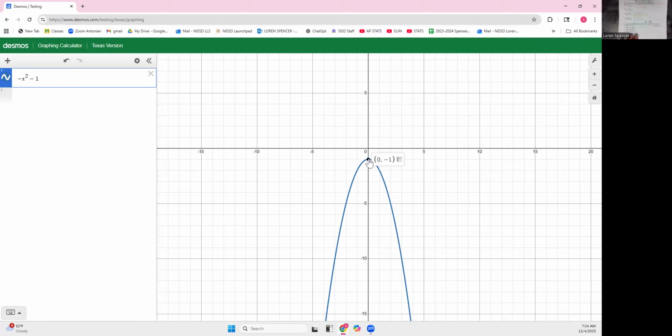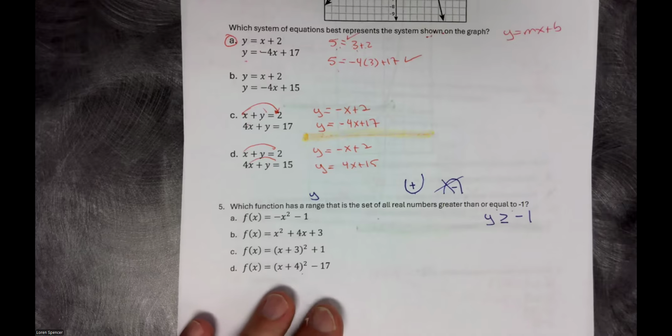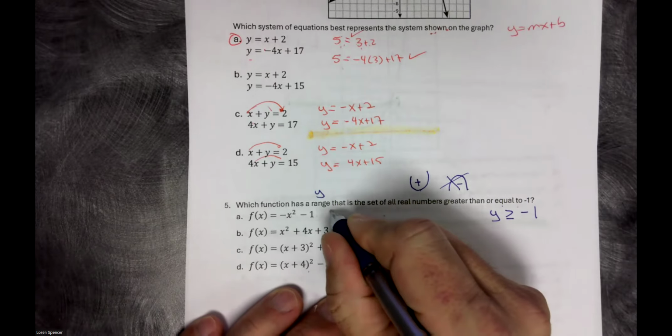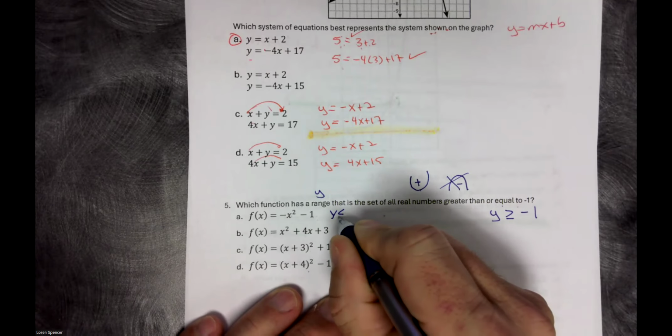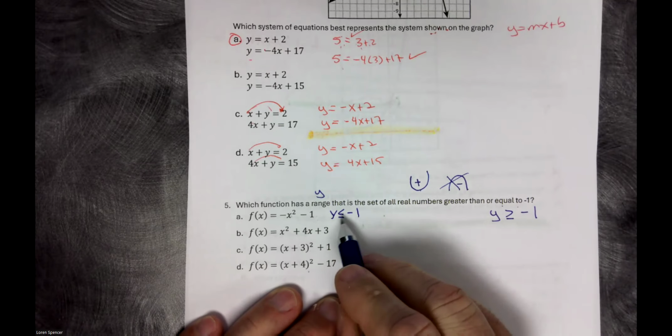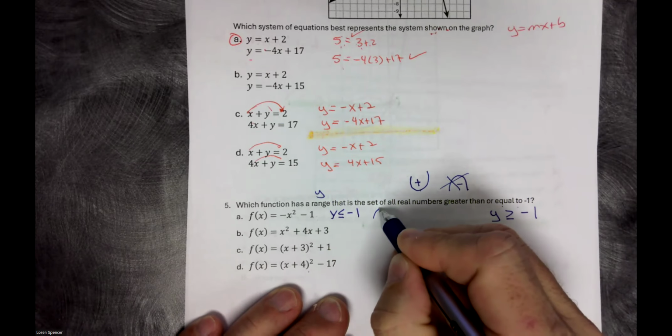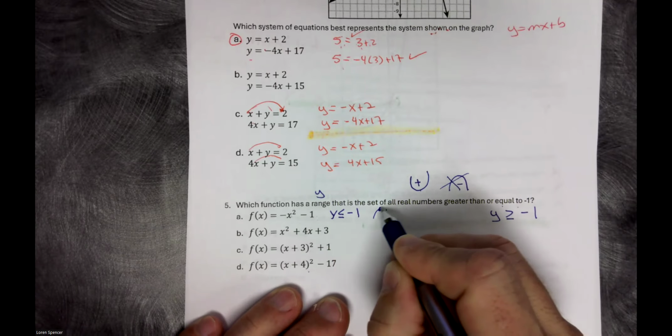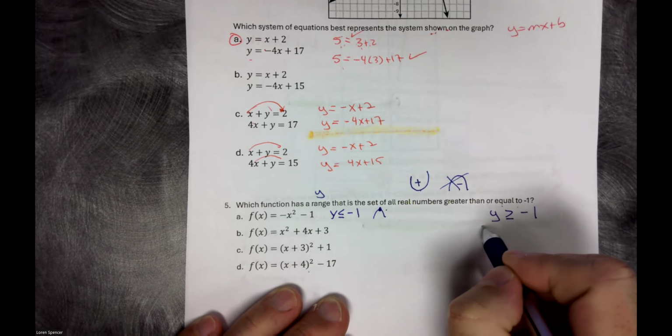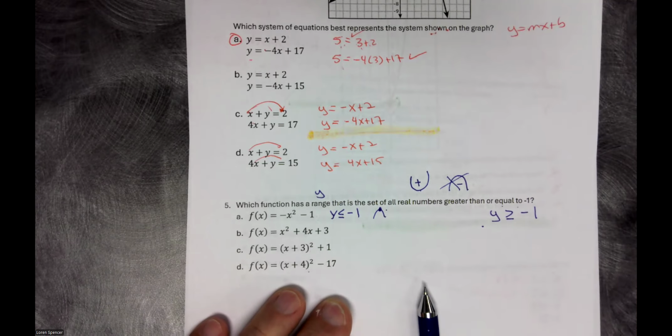So on this one, if I look at it, I'm going to stop my share for just a moment. On this one, my values are y is less than or equal to negative 1 because it was facing down and my highest point was here at negative 1. So it's not that one because I need to be bigger. So I'm going to go back and we'll try the next one. And we'll keep doing them until we come up with the right one.